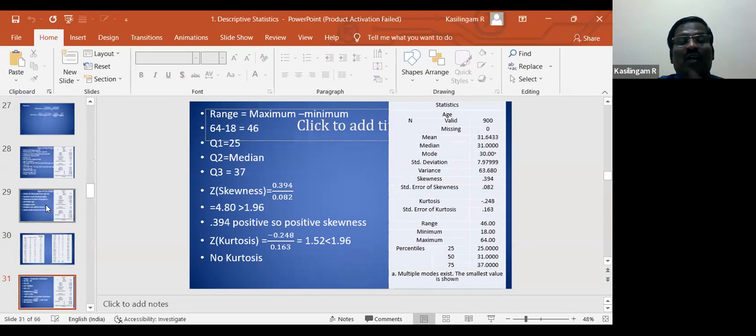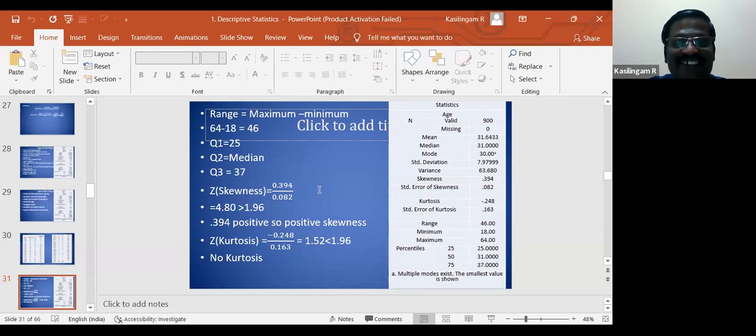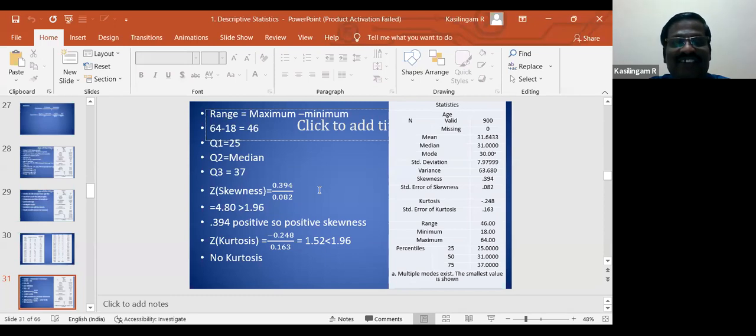Okay. So the range is minimum and maximum. Median, all these things are written. The Z value is equal to 0.394 divided by 0.082, which is equal to 4.80. It is more than 1.96. We should reject the null hypothesis.